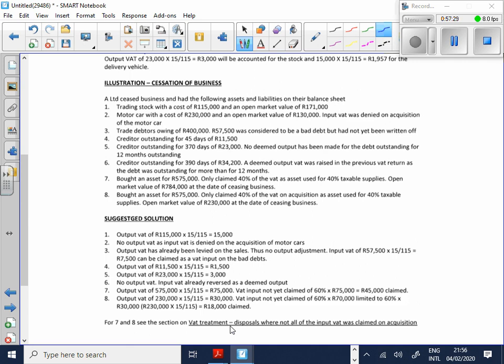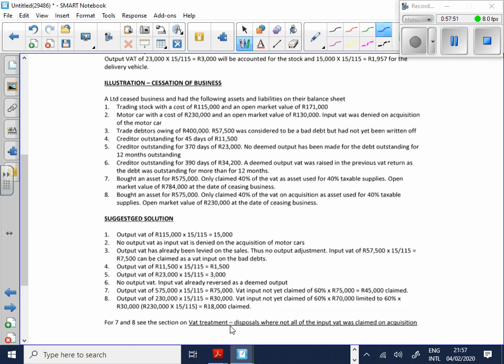So with creditors, really watch out. So cessation of business, guys. If you haven't gone 12 months yet, you're supposed to give the VAT back. I haven't paid for it, I need to give the VAT back. If I've already made that 12-month adjustment, I've already given it back, so I don't need to give it back again.